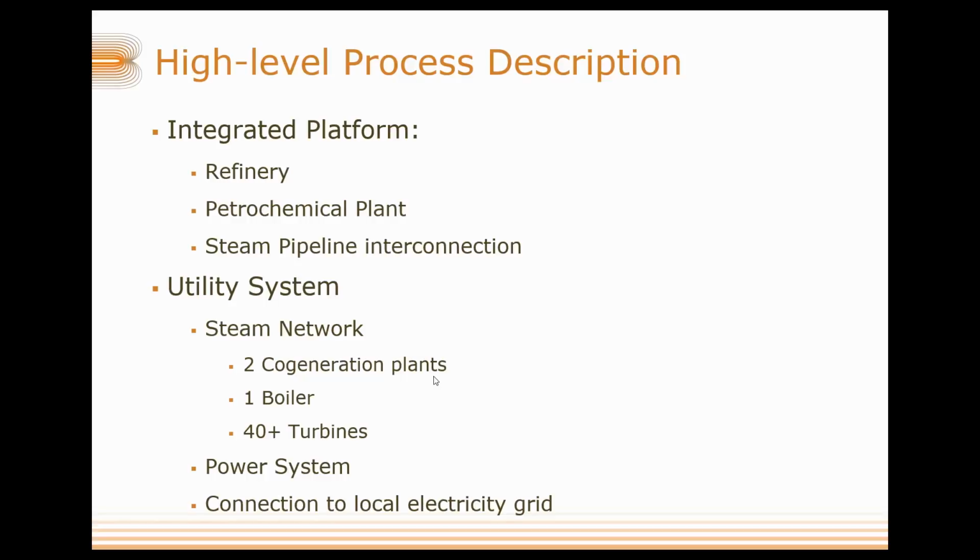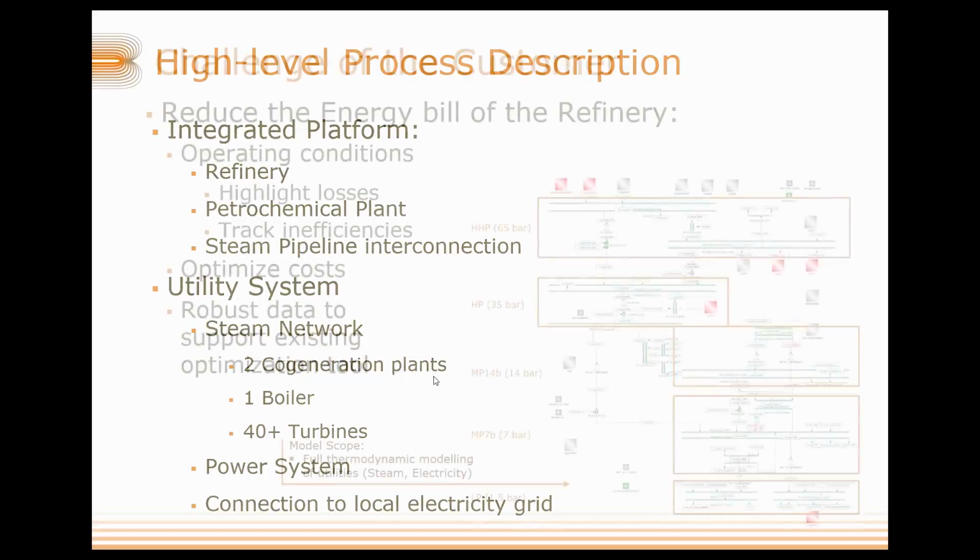The scope of the model that we have developed is limited to the utility system, including a steam network, which includes in particular two cogeneration units, a boiler, several turbines, and a power system. And what is particular here is that the refinery is connected to the electricity grid, which will be important later on.